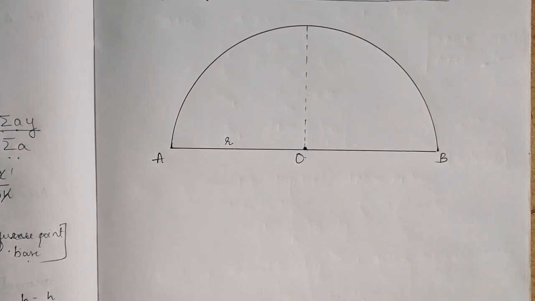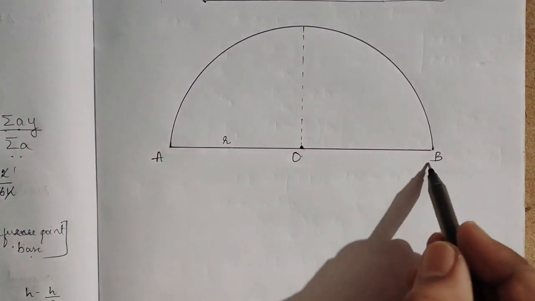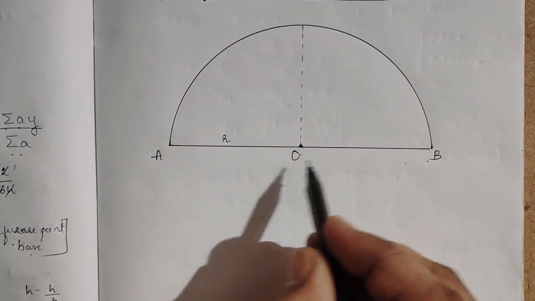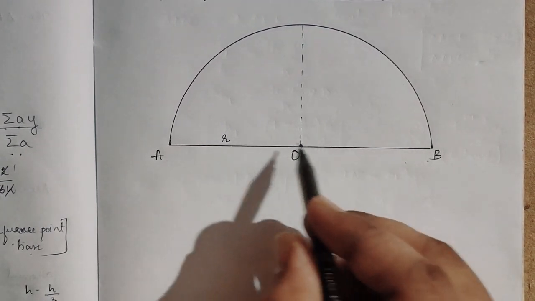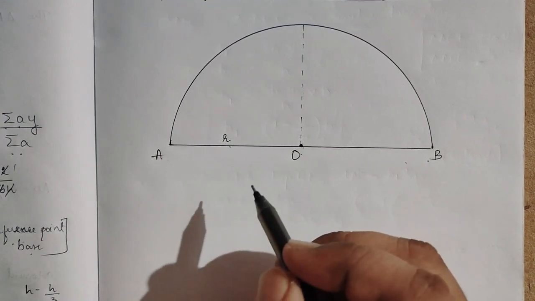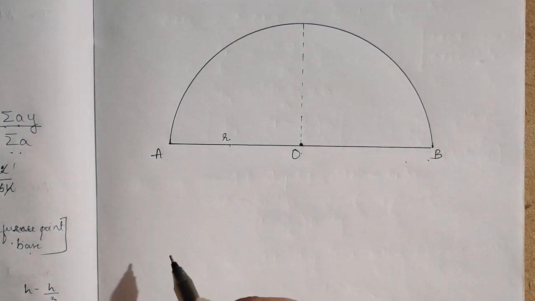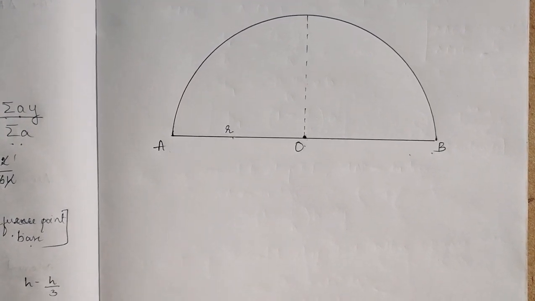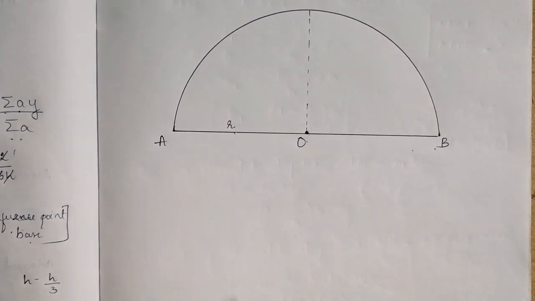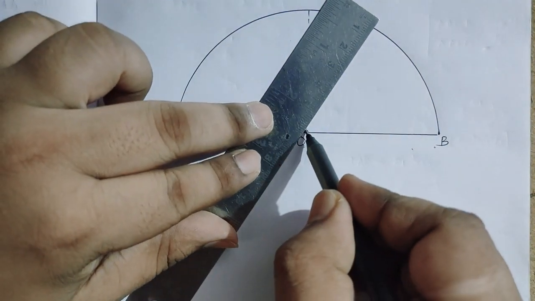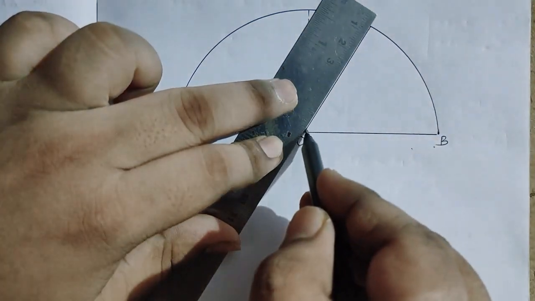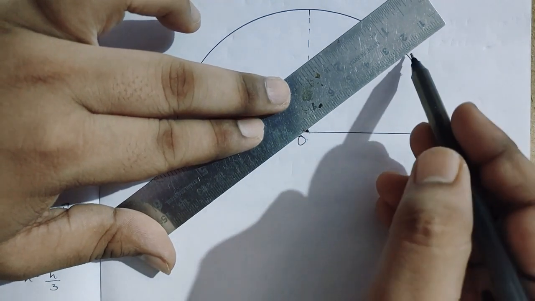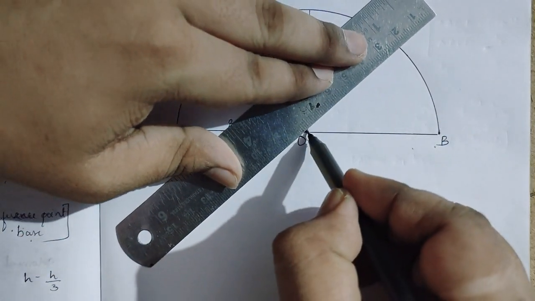We let the radius of the semicircle be r and the diameter be AB. So the diameter length will be 2r, and the radius is r. After drawing this semicircle, as we considered an elemental strip in the triangle, we have to consider another elemental strip in this, so that we can find the centroid.